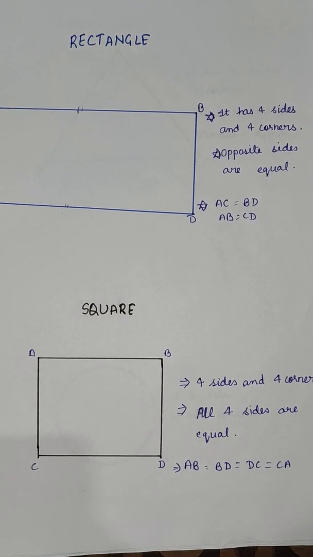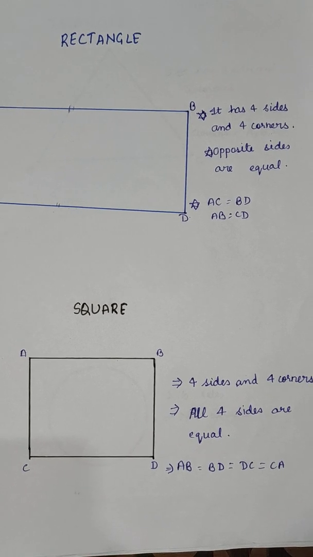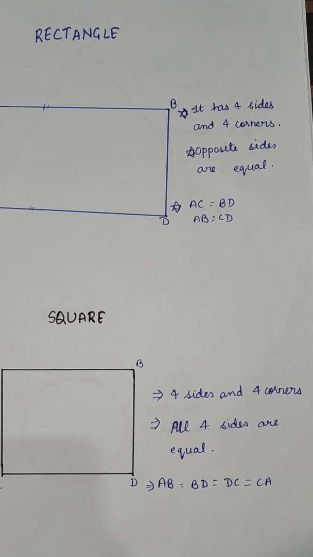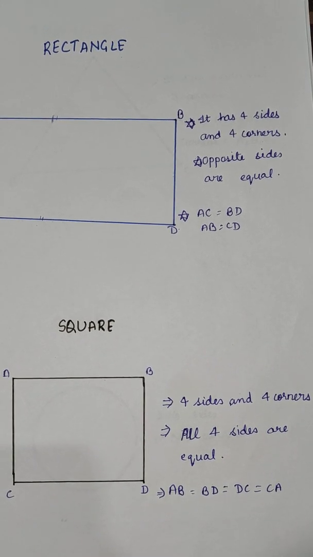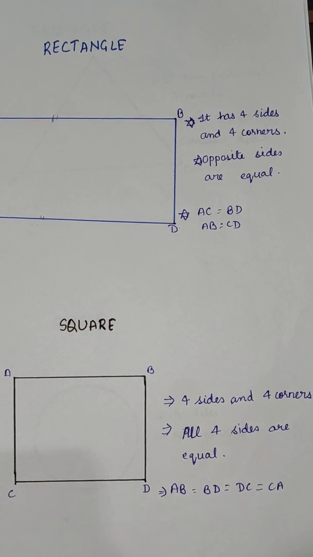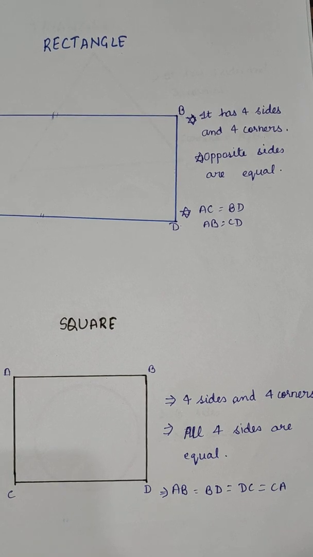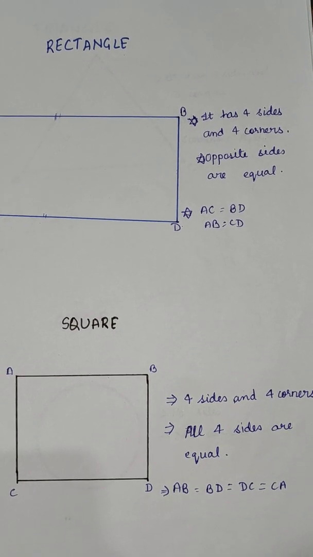Now the second is a square. In a square, all 4 sides are equal. It has 4 sides and 4 corners, and all the sides are equal. AB is equal to BD, equal to DC, and DC is equal to CA.